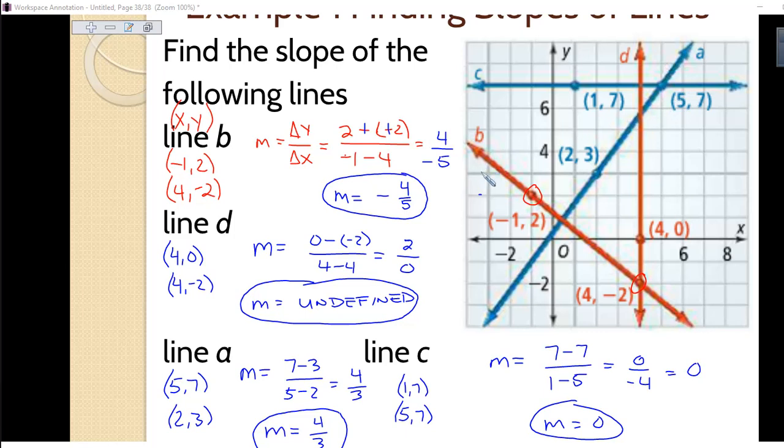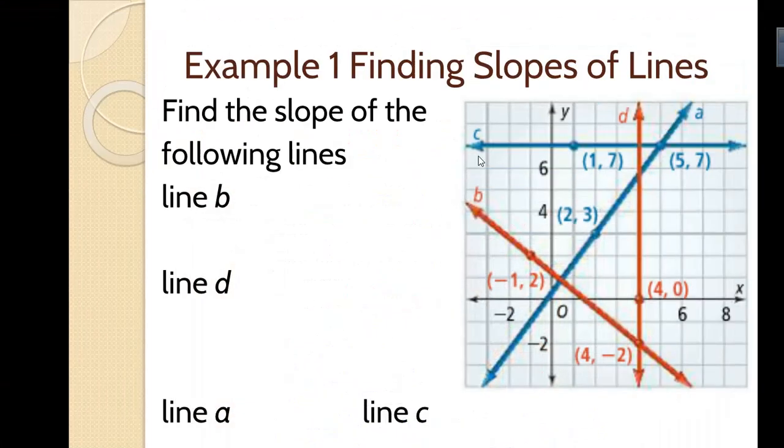If you have a slope that is undefined, it's going to be a vertical line. If your line starts to fall, we say it has a negative slope. If it rises, we say it has a positive slope. So let's look at that and see how we can remember.